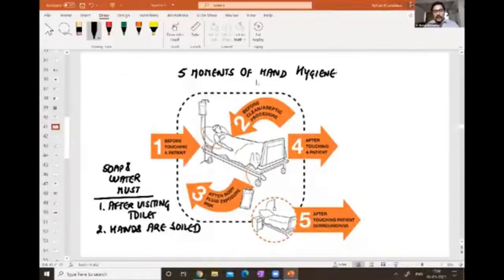Very important in the age of corona. This is very important. VAC can also be used, correct? I'll tell you about VAC as well. But more importantly for your exam, please remember this, the 5 moments of hand hygiene, when you should use a sanitizer.